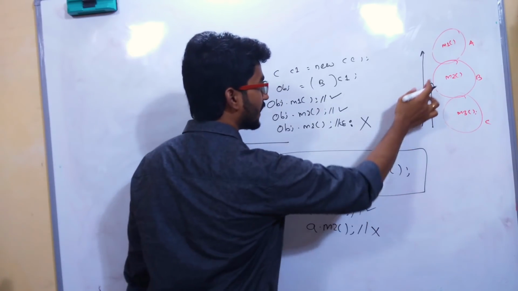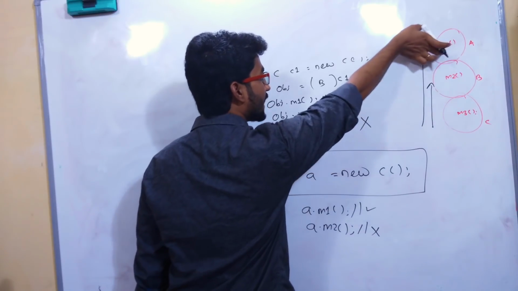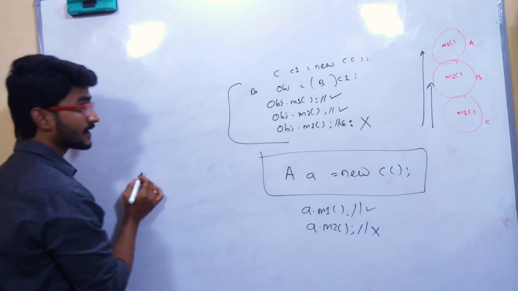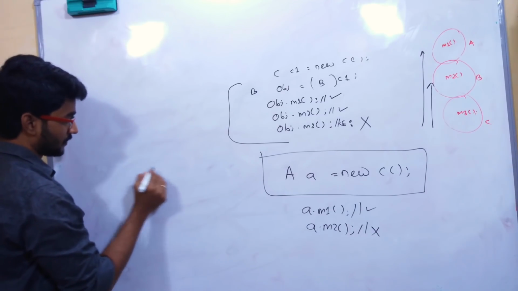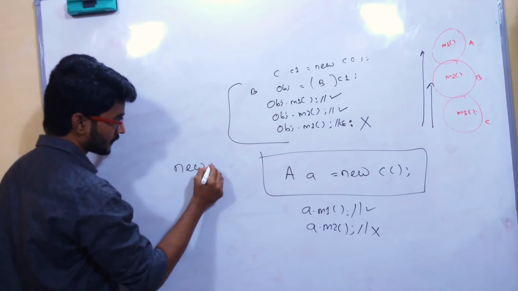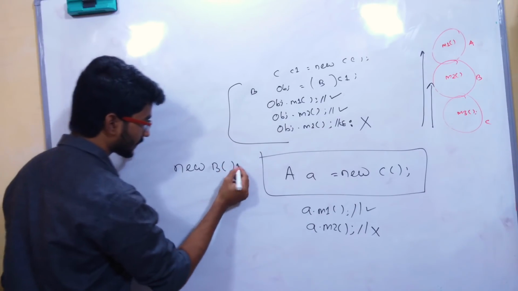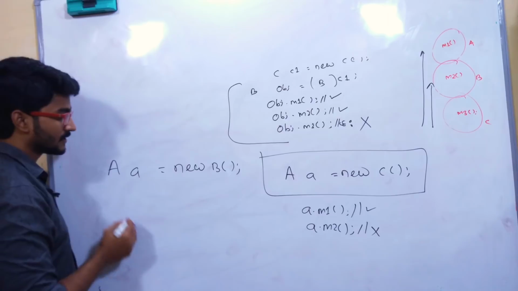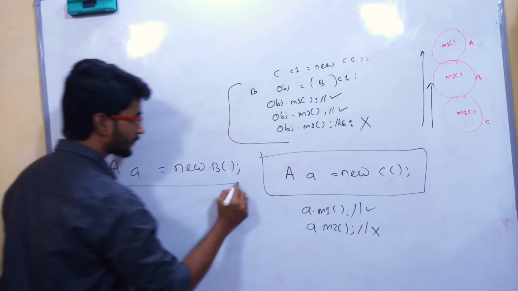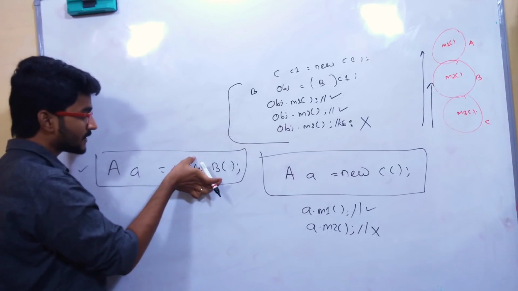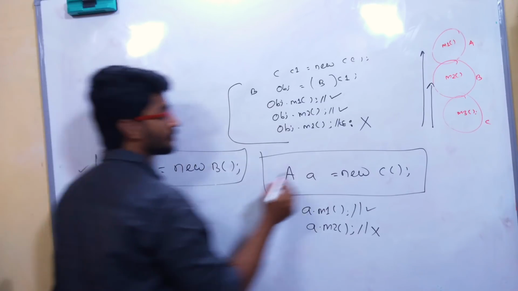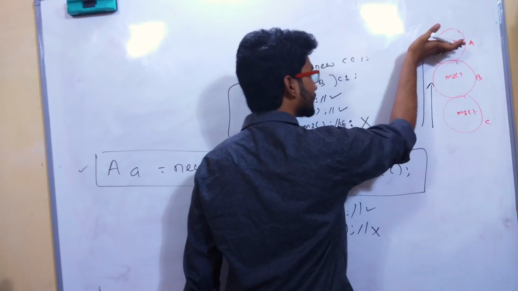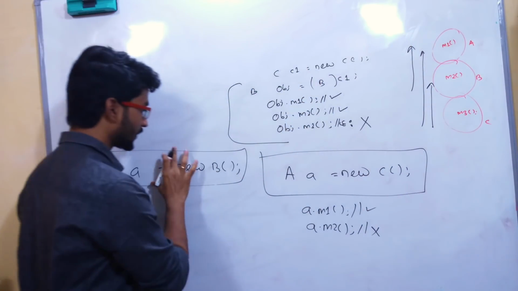Okay, so I can store b in a, right? b is the subtype, a is the supertype. Can I write like this? I want to store the b here, and I want to store it with the a class reference. Is it possible? Yes, it's absolutely valid. This is what we are doing, upcasting. I'm storing the b class object in the a class reference. I'm going up. This is upcasting.